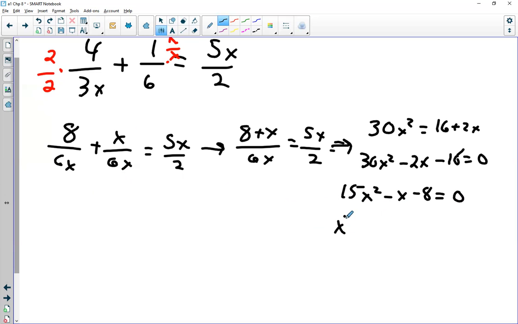I don't know if this is factorable. I'm just going to check. 15x squared minus x minus 8: 15 times 8 is, I have no clue. 120. This one is not happy to be factorable, but on your test, it'll be factorable.